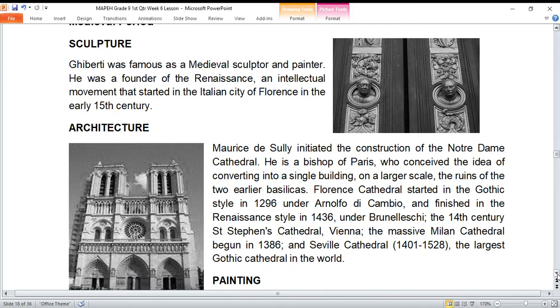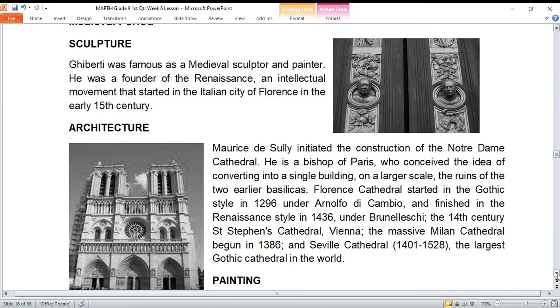Architecture. Maurice de Sully initiated the construction of the Notre Dame Cathedral. He was a bishop of Paris who conceived the idea of converting into a single building, on a larger scale, the ruins of the two earlier basilicas.